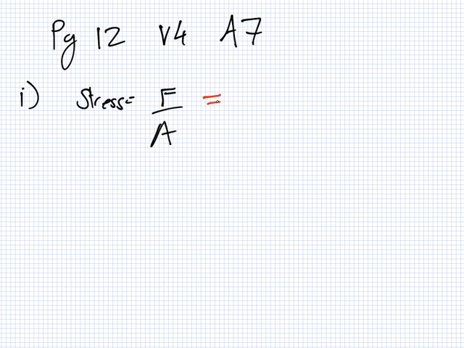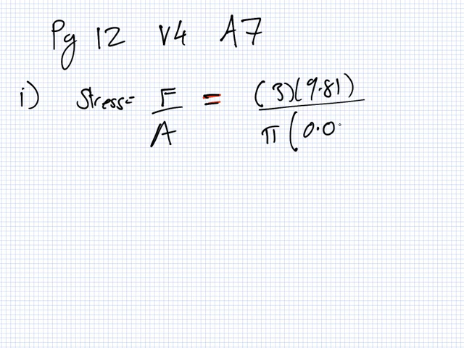What is the force? The force is the weight. What is the weight? That is mg. What is the m? 3. Now the area is pi r squared. What's the radius here? 0.4 millimeters. Is that the thickness or the radius? The radius, not the diameter. Okay, so that's fine.